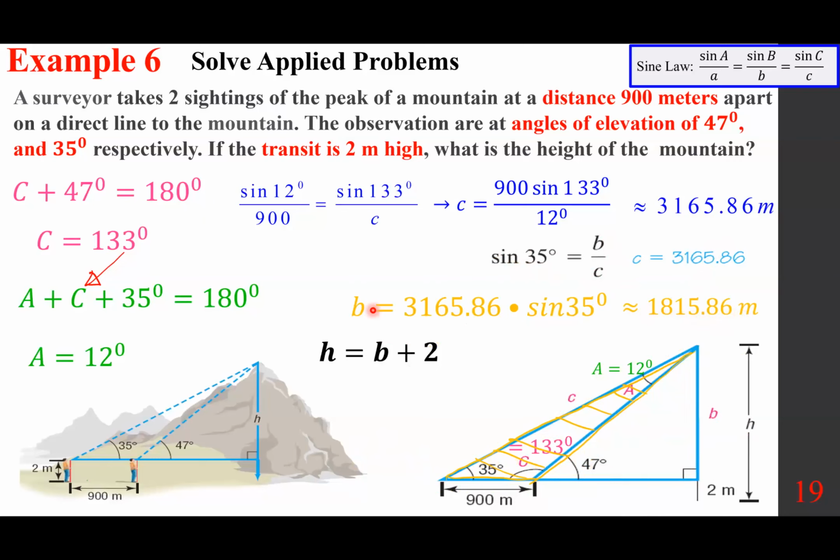So what do we have? We have the value of B. Add 2, and you have the height.